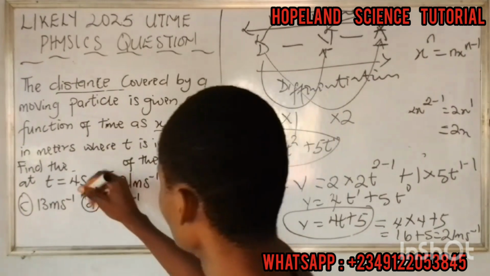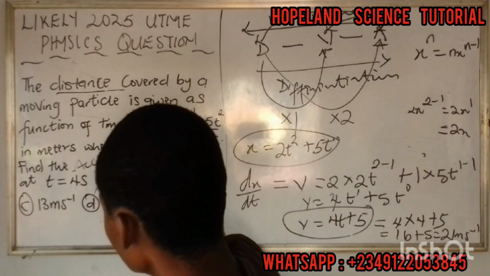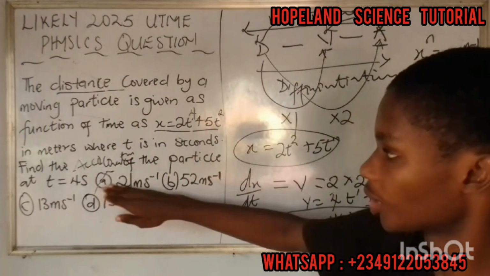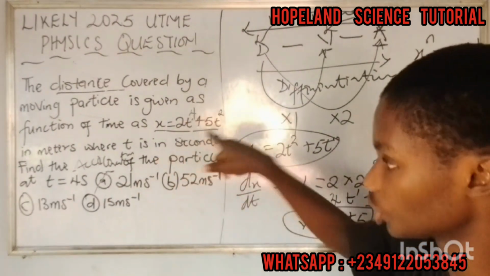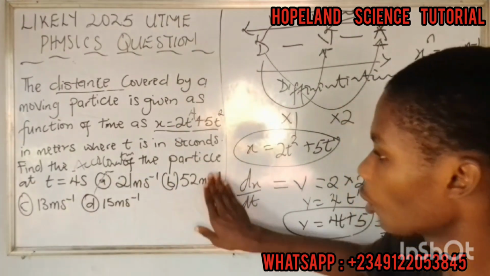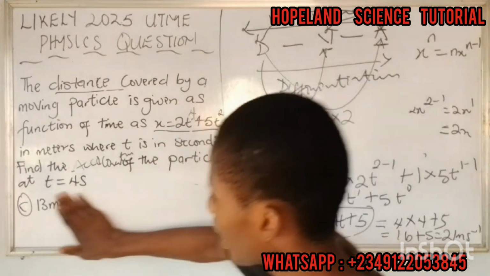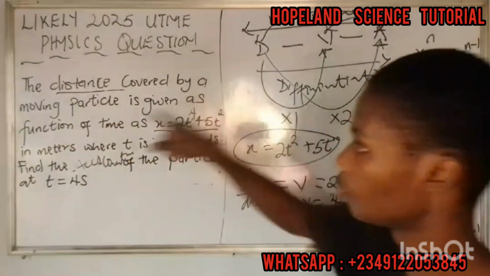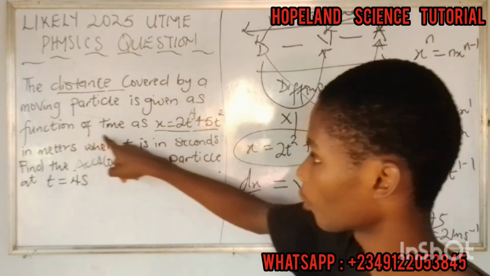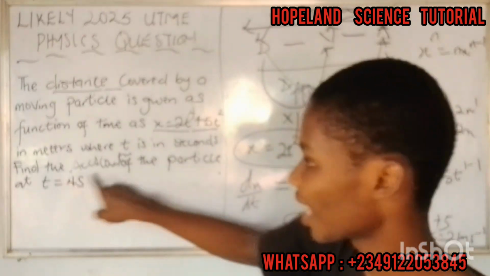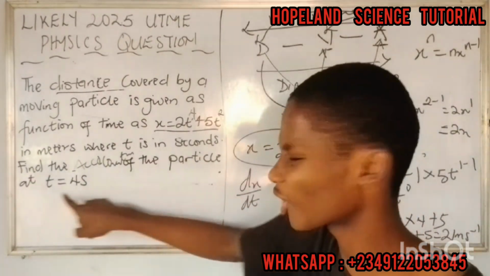Now I ask you to obtain the acceleration. Obtain the acceleration of the body covered in 4 seconds. What do you think will be the answer to this question? So I read it again. The distance covered by a moving particle is given as a function of time as this in meters, where t is in seconds. Find the acceleration of the particle at 4 seconds.